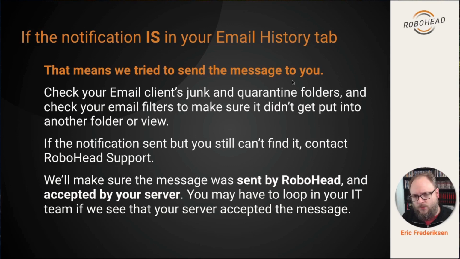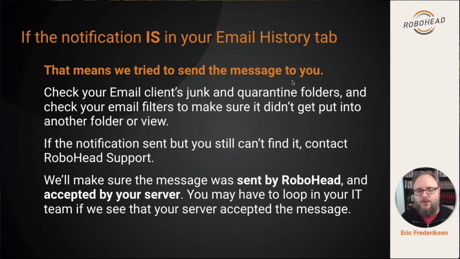Email clients, especially modern ones, have gotten pretty good at getting emails that we don't want to see out of our faces. Junk mail or promotions, things like that. And so once in a while, an email that you care about can get caught up in those filters. So you'll want to check your junk and quarantine folders to start with. Next, you'll want to check your email filters that you've set up. Sometimes those filters can be a little too broad, or maybe a notification just happened to have exactly the right wording and it ended up in a different folder. Now, if you still can't find it, again, contact RoboHead support.